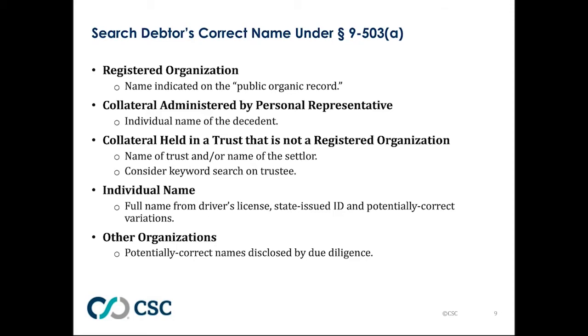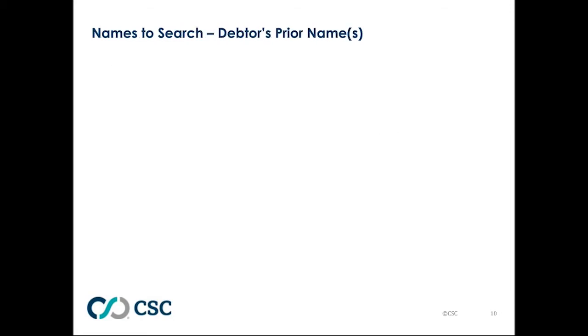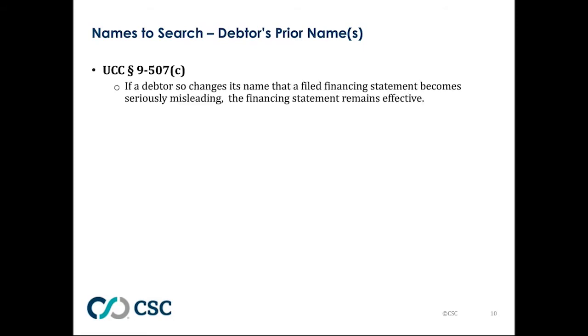But searching on the debtor's correct name alone may not be sufficient to identify all the security interests that are out there. One example of that is if the debtor has ever changed its name. Under Section 9-507(c), if a debtor has ever changed its name in such a way that it renders a filed financing statement seriously misleading, that financing statement will remain effective to perfect a security interest in collateral acquired by the debtor before and within 4 months after that name change.